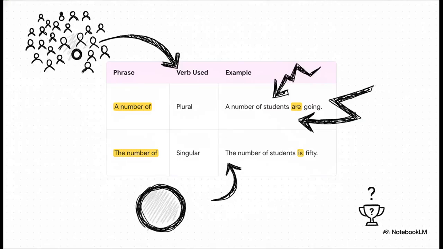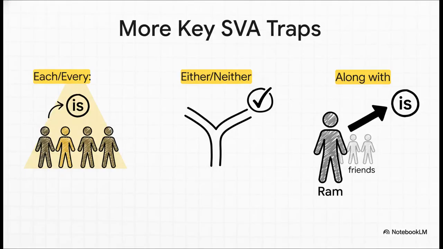Now this right here is a classic SVA trap. A number of basically just means many, so it needs a plural verb, like are. Pretty simple. But the number of refers to a specific amount, a single figure, so it takes a singular verb, like is. Examiners just love this one because it feels a little bit backward, and it catches so many people out. And here are a few more that pop up all the time.